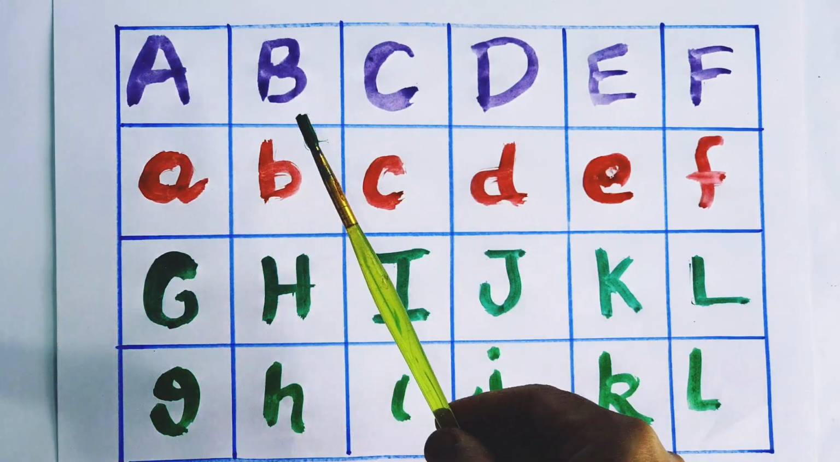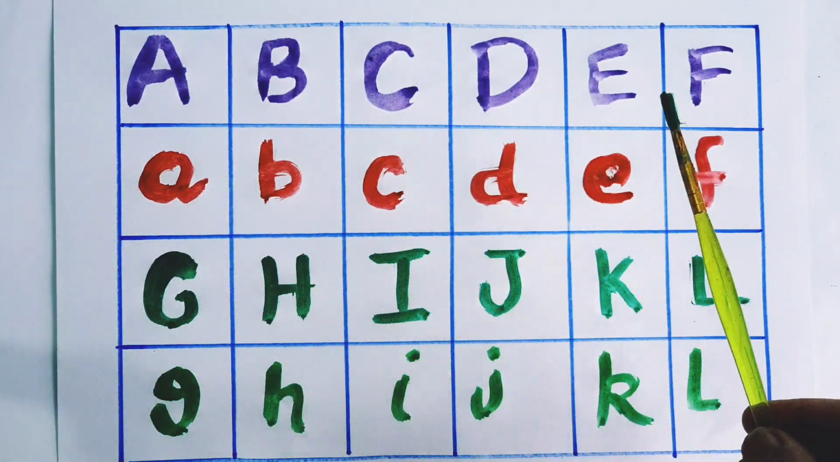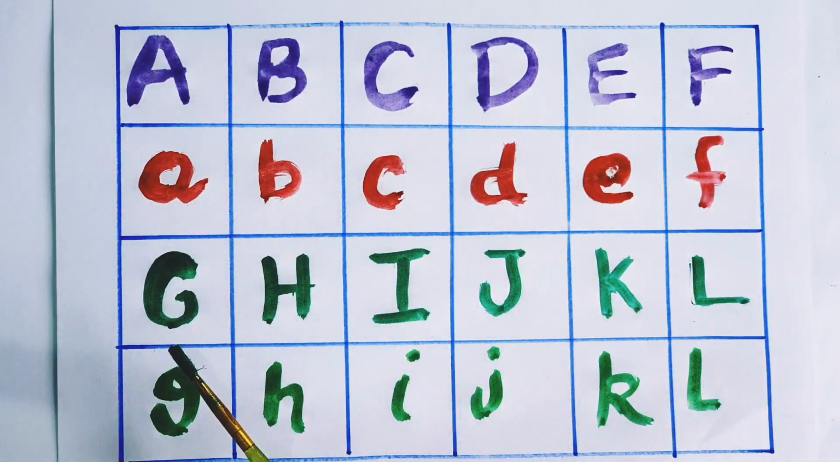A for apple, B for ball, C for cat, D for dog, E for egg, F for fish, G for goat, H for hen, I for eyes, J for joker, K for kite, L for lion.